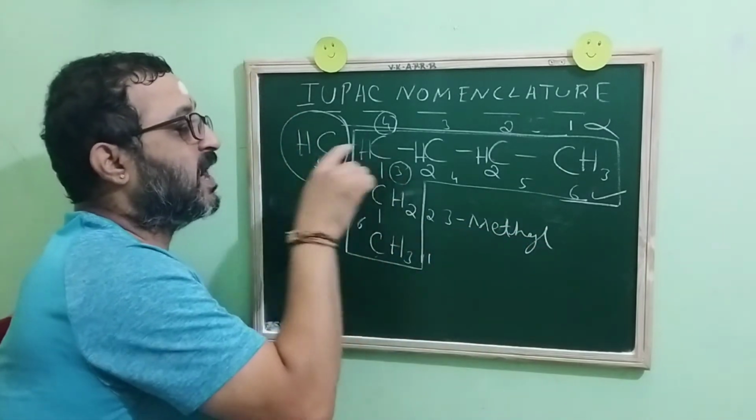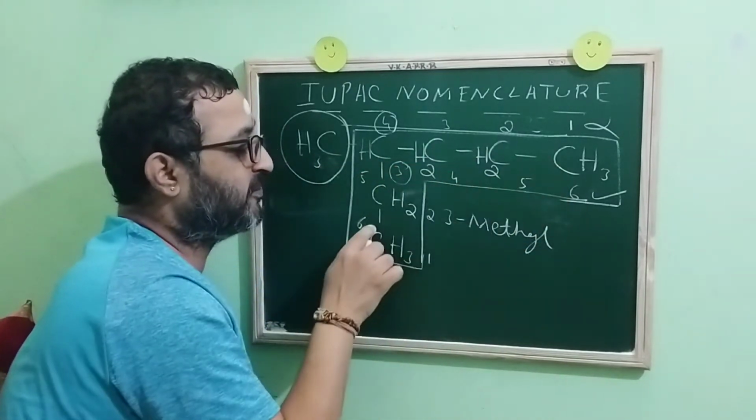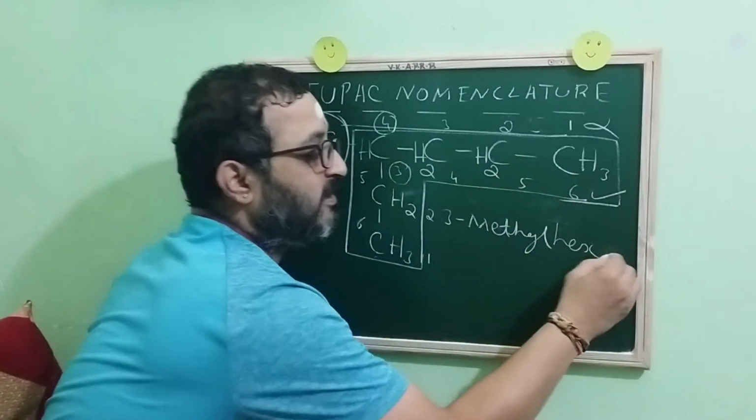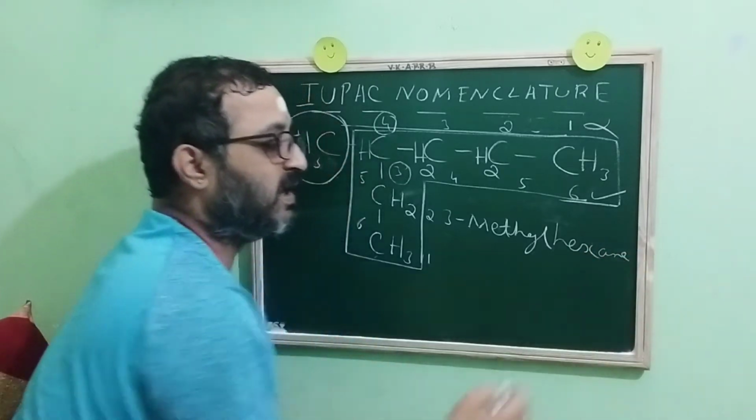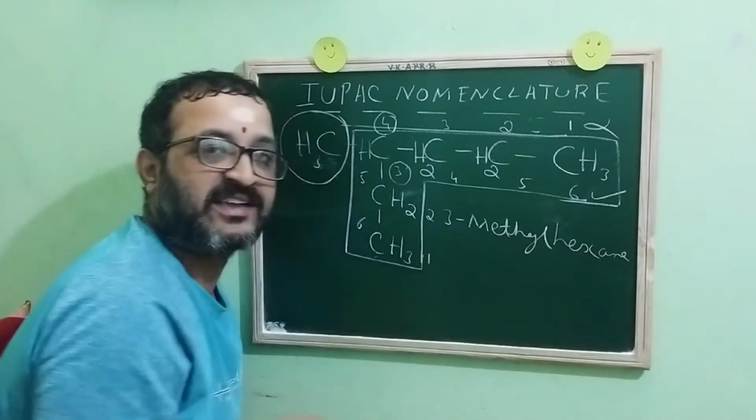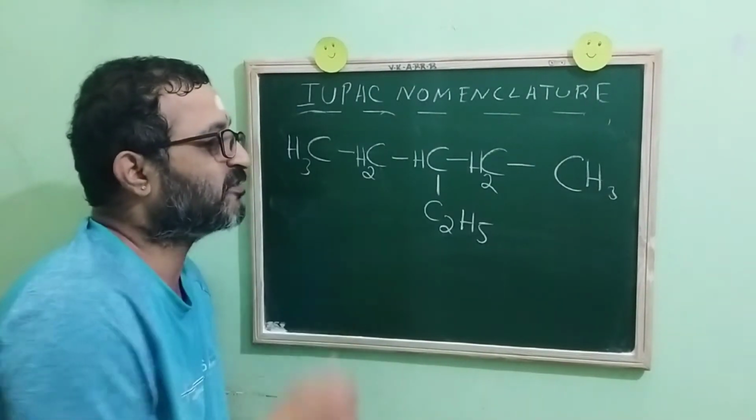3-methyl, that is, to the third carbon the methyl group is attached. The compound contains how many carbon atoms? How many, children? 1, 2, 3, 4, 5, 6. It is hex. Between all the carbon atoms we have a single bond. I have to add what? Ane. So the name of the compound is 3-methyl hexane. Clear, children? Okay, children.